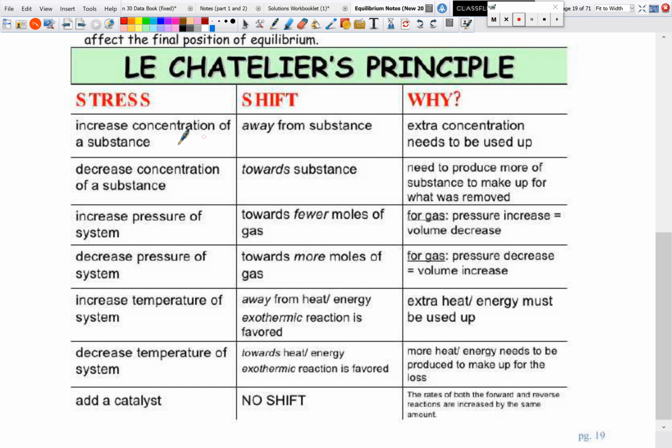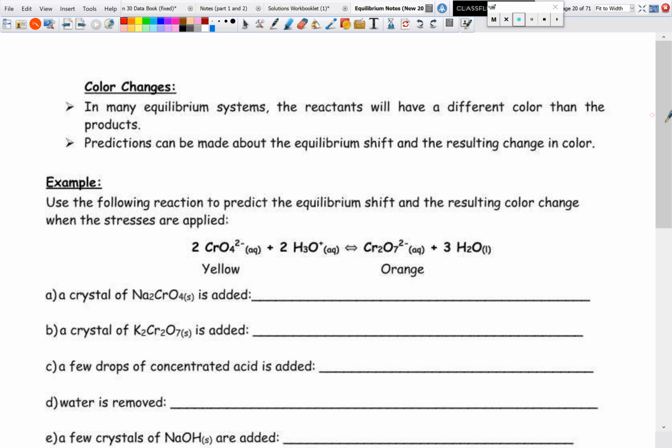So right here we have basically just a summary of the stress, the shift, and a brief explanation of why. It would be very handy to pause the video and read through these if you must. But we're just going to go right into looking at some examples.